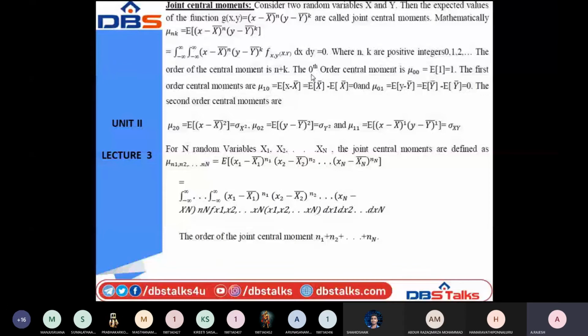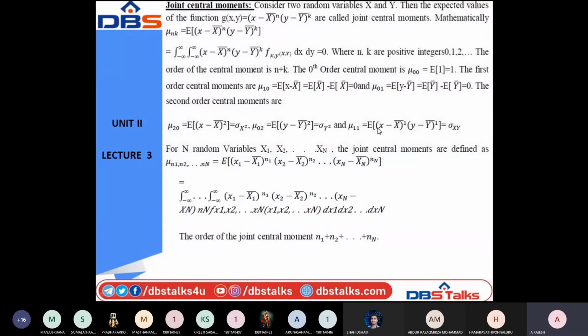For the second order, there will be a slight change. We can write mu of 2 comma 0, mu of 0 comma 2, and mu of 1 comma 1. In mu of 2 comma 0 we have only x values, in mu of 0 comma 2 we have only y values, and in mu of 1 1 we have both x and y values.